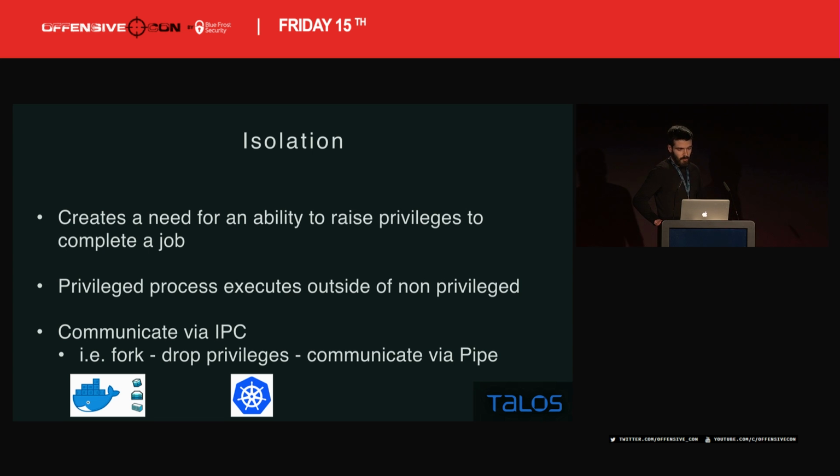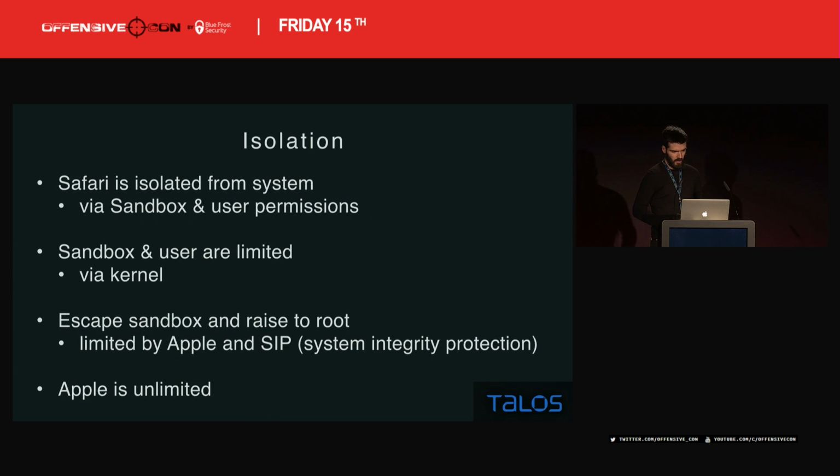So this creates a need to raise privileges. The privileged processes are going to execute outside of the non-privileged processes, and then they're going to communicate via inter-process communication with each other. This can go everything from forking and communicating via pipes to Docker and Kubernetes, containerization, and many, many others.